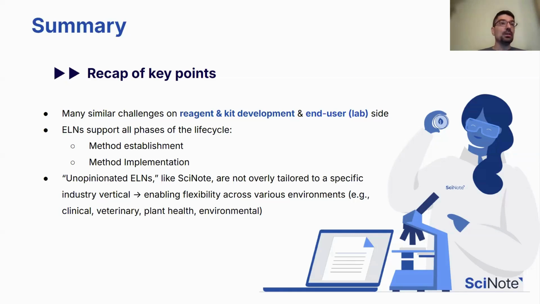And lastly, maybe more of a tip, whenever you are looking to implement a digital platform such as an ELN, look for an unopinionated ELN such as Synode, which means that they are not overfitted for a specific domain, let's say genomic or cheminformatic. They offer quite a big level of flexibility to be used in various environments or industries, from clinical to environmental, and actually help to promote the collaboration between different departments, from research to development to manufacturing, quality control, quality assurance. So that would be a couple of my tips.